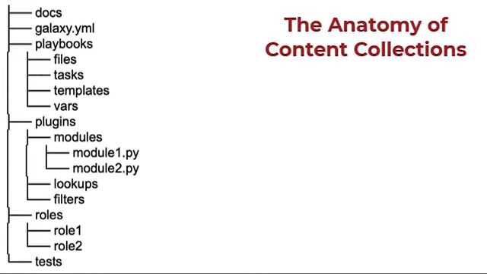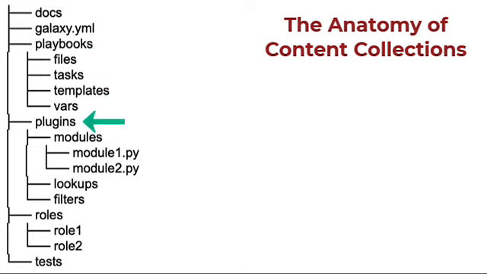You can think of it as like a well-organized automation toolkit. At the top, you have docs, which is for documentation, and galaxy.yml, which defines the collection's metadata and any dependencies. Then you have the playbooks directory, which is broken down into folders like files, tasks, templates, and variables, which help define and organize your automation logic.